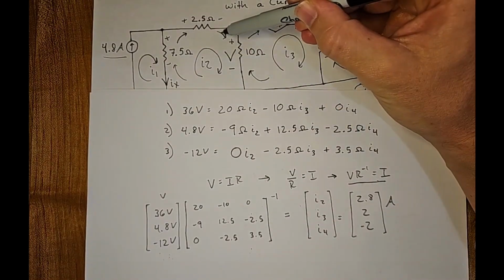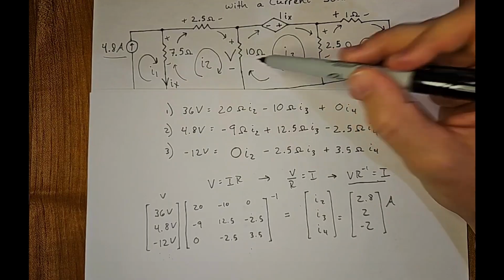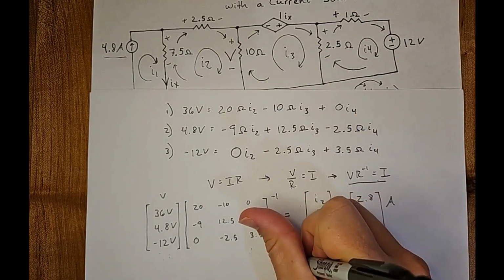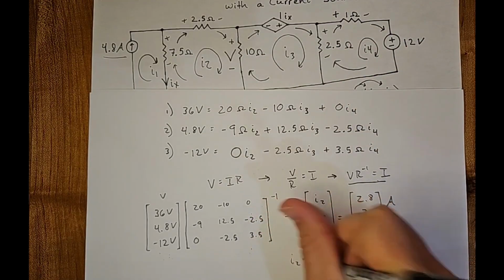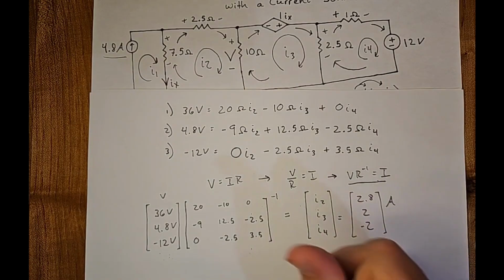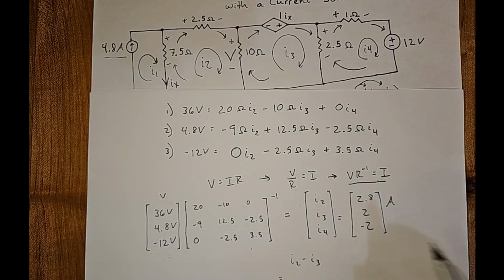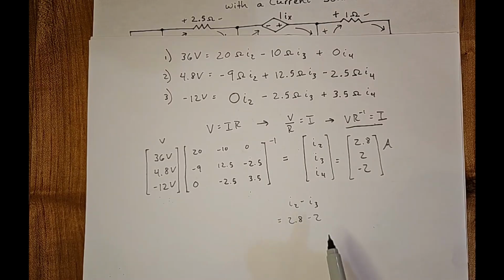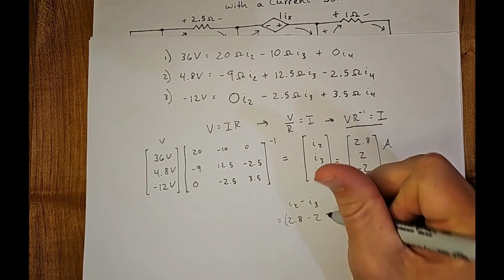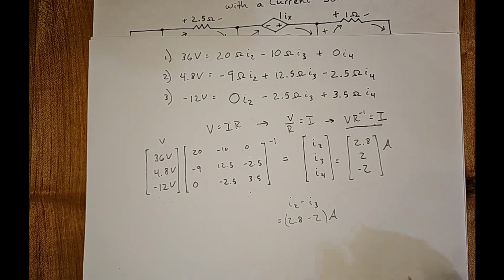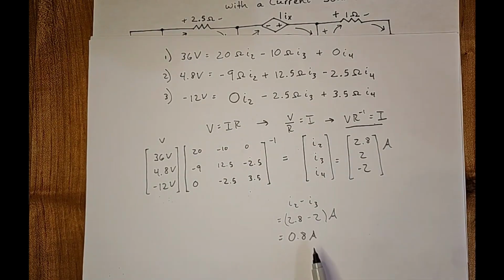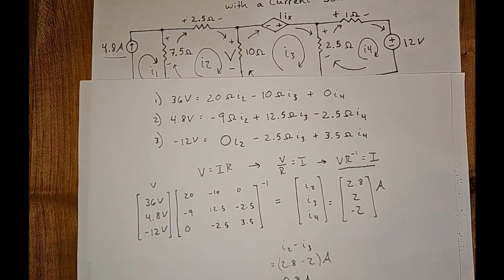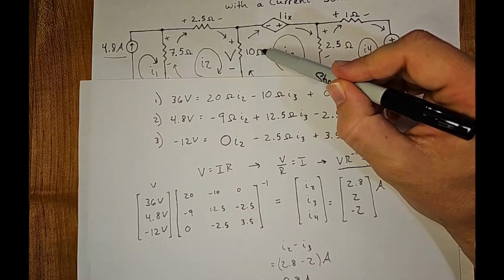So we can see the current going through V is going to be I2 minus I3. So let's do that. So I2 minus I3 is going to equal 2.8 amps minus 2 amps. There's my A for amps. So we have 0.8 amps. So we have 0.8 amps going through a 10 ohm resistor.